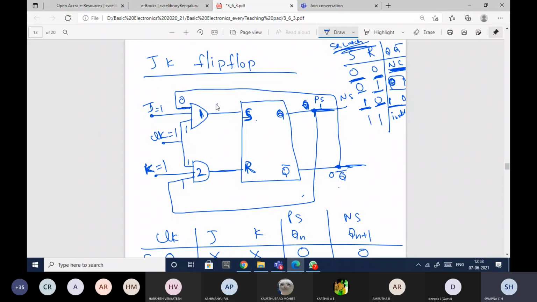So the output of the first AND gate is 0. And 1, 1, 1: the output of the second AND gate is 1. So S value is 0 and R value is 1. So when S value is equal to 0 and R value is equal to 1, what is your next state? 0. If Q is 0, Q bar is 1. So this is 0 and this is 1.